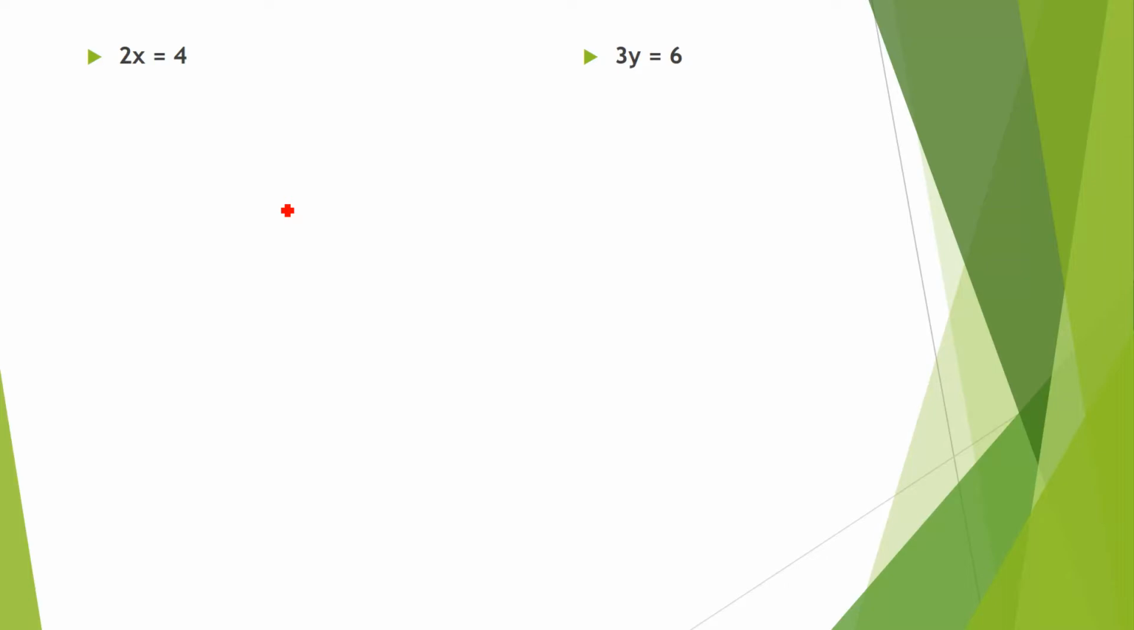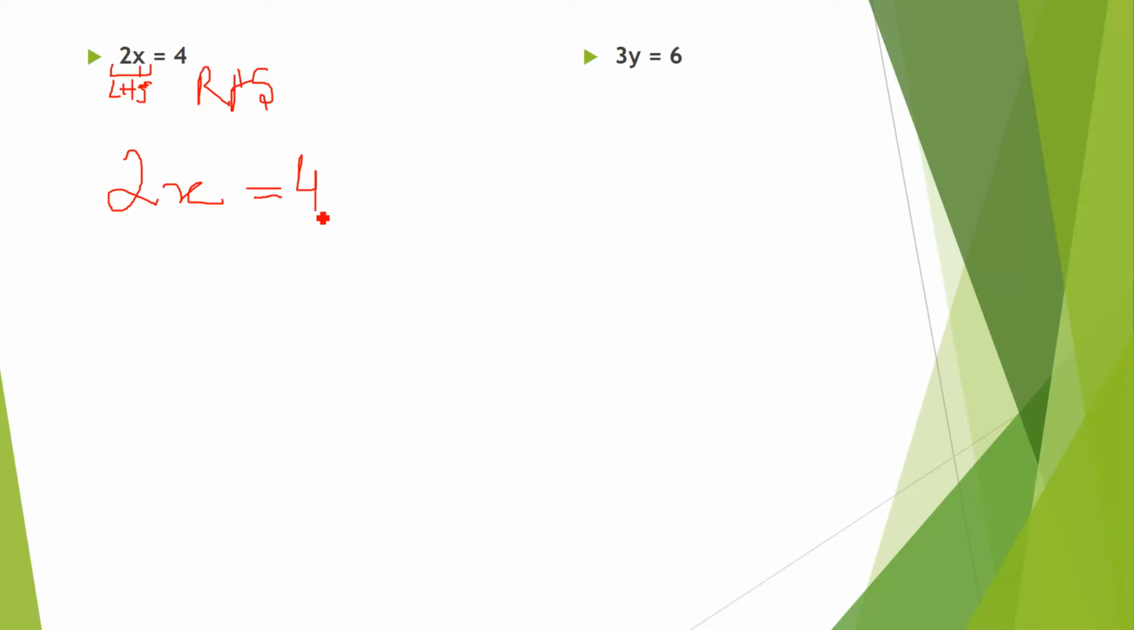So the question is 2x is equal to 4. It means you have to find out the value of the variable, and x is the variable in this case. You can have any variable: x, y, z, a, b, c, whatever. This is the equal to sign, and this is called the left hand side of the equation, while this is called the right hand side of the equation. You have to find out the value of x.